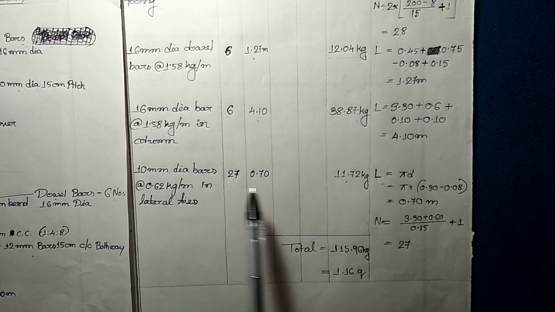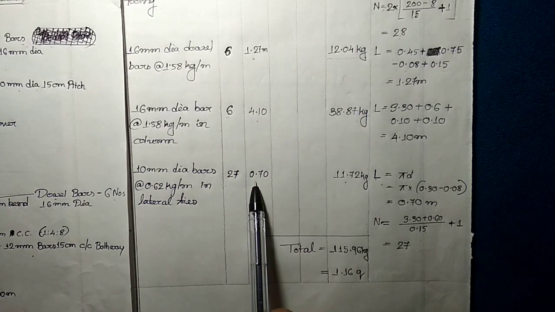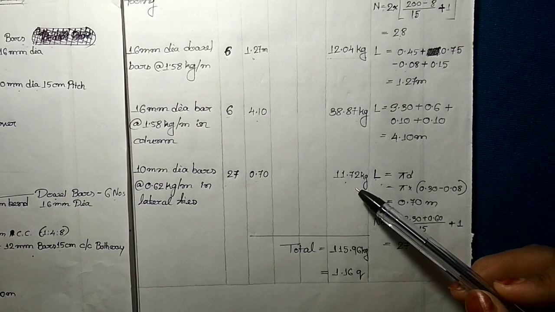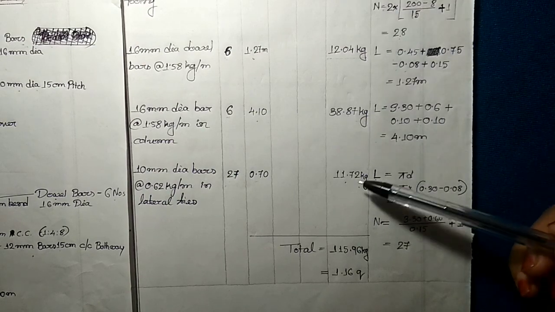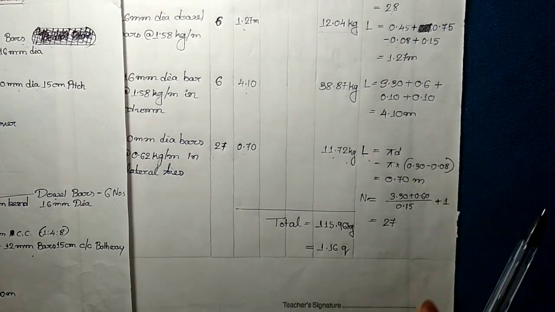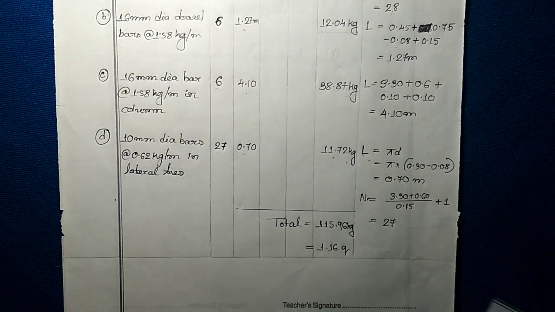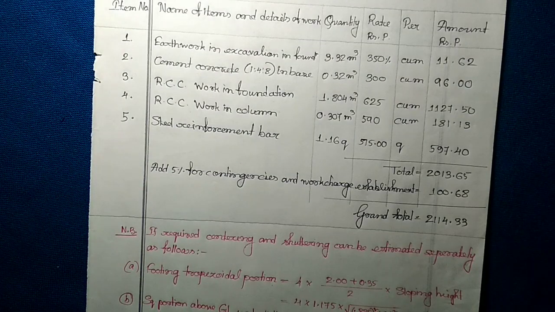Okay, so multiplying 0.62, number 27, and length 0.7, the quantity will get it as 11.72. So adding all these four, we get the total quantity as 115.96 kg, converted to quintal, that is 1.16 quintal. Okay, so the next will be, we need to prepare the abstract of cost.